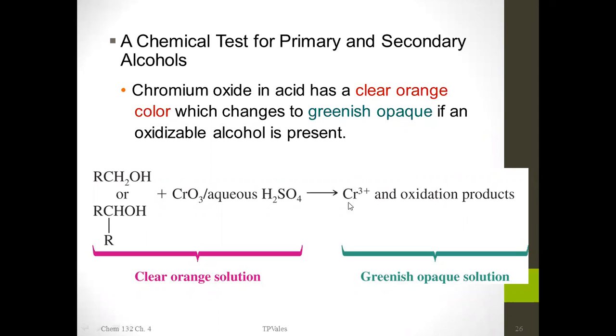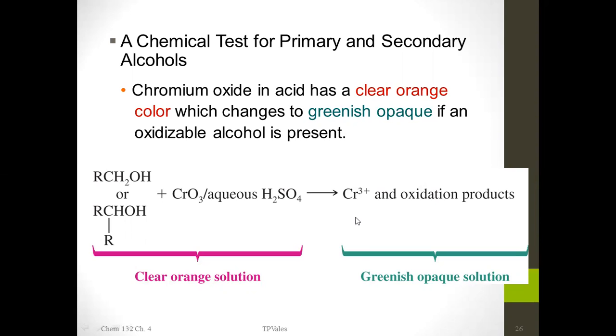Chromium 3+ has an oxidation state of 3+, while chromium oxide has an oxidation state of +6. So from +6, it is reduced to +3. And chromium 3+ is a green color, and that will be an indicator.